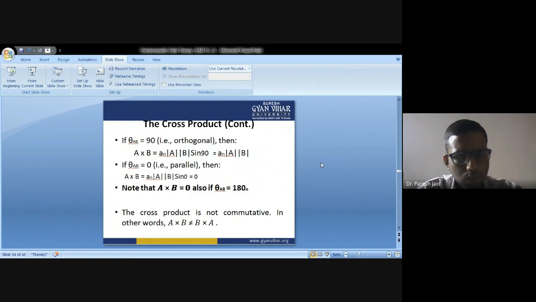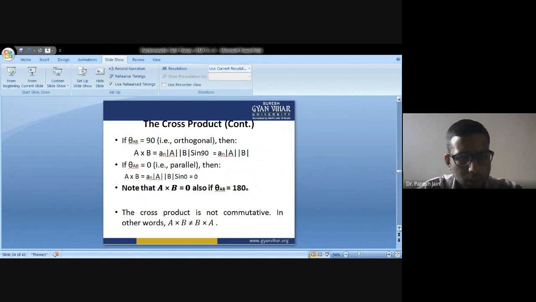So we have two results here. In the case of theta equal to 90 degree, there will be the cross product of AN times mod of A mod of B. In the case of theta 0 degree, the result will be 0. Note that A cross B is equal to 0 also if theta is equal to 180 degree. So this is the conclusion of the cross product.